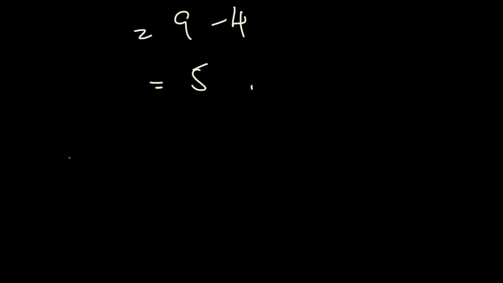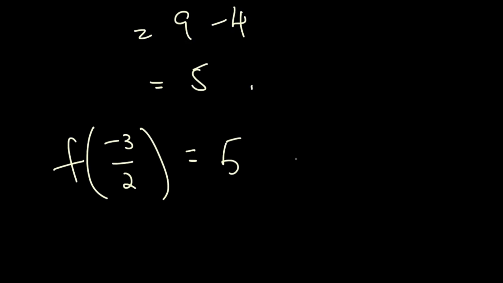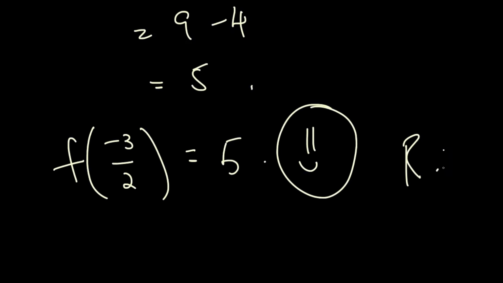Therefore, f of negative 3 over 2 equals 5, and there you have it. You have your remainder using the remainder theorem.